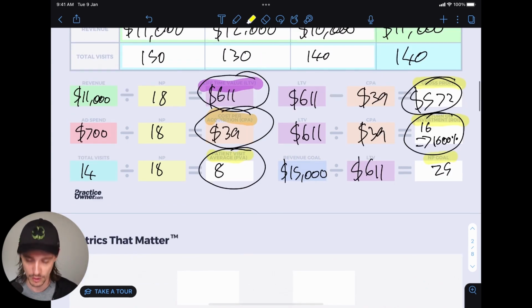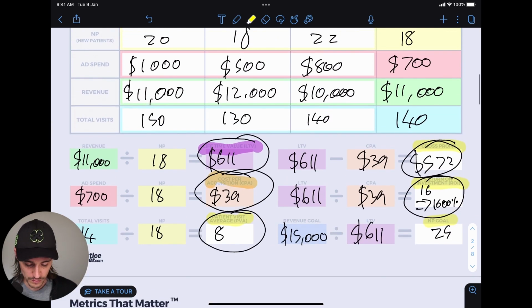And then this new patient goal was really just to say, this is how many new patients you need to hit your targets based on these current numbers. Okay. So with all of this, I'm hoping that you got your head around what these numbers mean, because we're going to talk about them a lot in this program, and I want you to understand them.